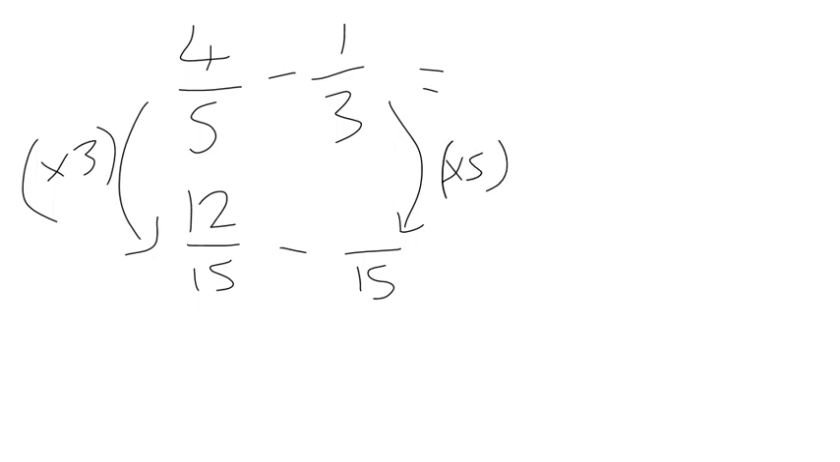3 multiplied by 5 is 15, therefore 1 multiplied by 5 is 5, and because the denominators are exactly the same, I need to write the same denominator for the answer. 15, and then subtract the numerators. 12 subtract 5 is 7, and the final answer is 7/15.